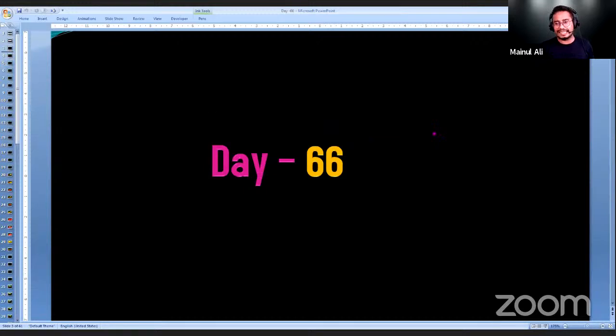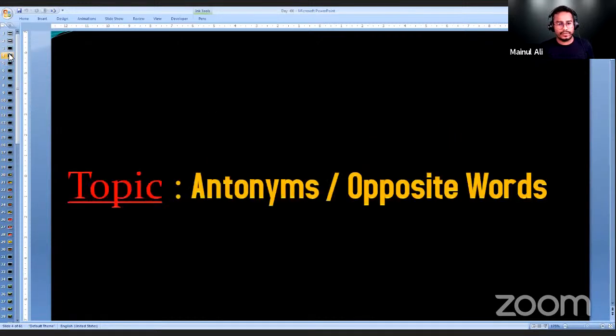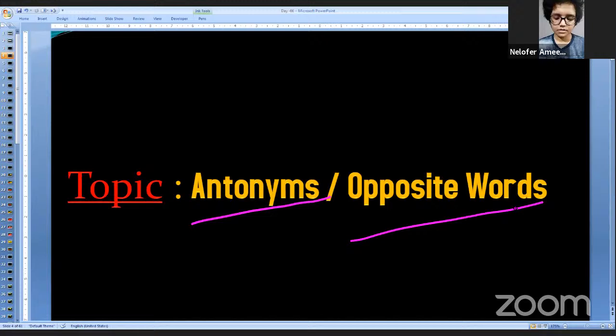This is called day 66, and today's topic is antonyms, or opposite words. Whenever we speak in real life, we face this kind of two words. When somebody asks you how are you, you say two ways, good or bad. So good is fine, and the opposite of good is called bad. That means we always use these antonyms, but we should know the techniques that I told you: three techniques, adding suffix, adding prefix, and making new words.